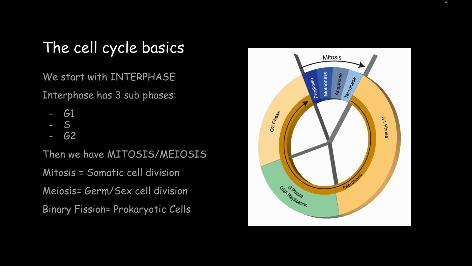So in interphase, we have G1, S phase, and G2. We'll get to that later. And then we have mitosis, which is your somatic cells. Somatic means yours: stomach cells, liver cells, skin cells, any cell that's not a sex cell. Sex cells are meiosis, and those are two different processes which are a little different. And in prokaryotic cells like bacteria, you're going to see binary fission. I have a little bit on that. You don't really need to know that for any high school level class.